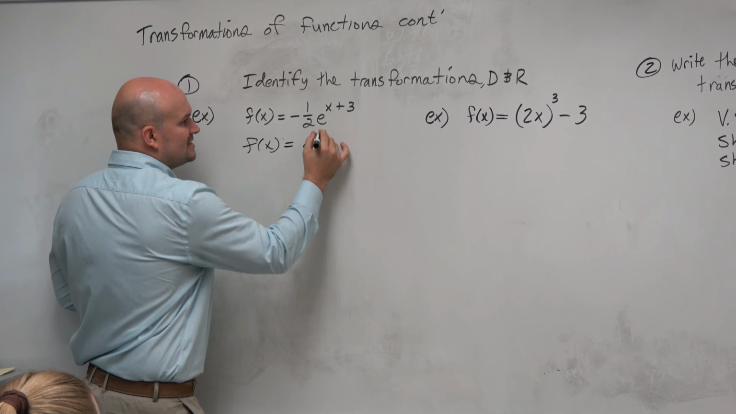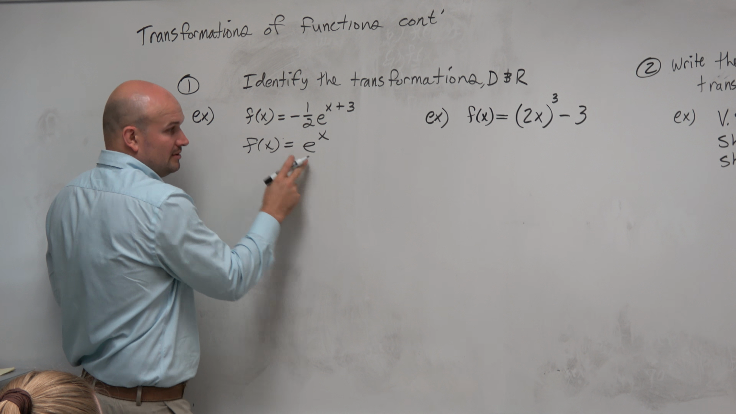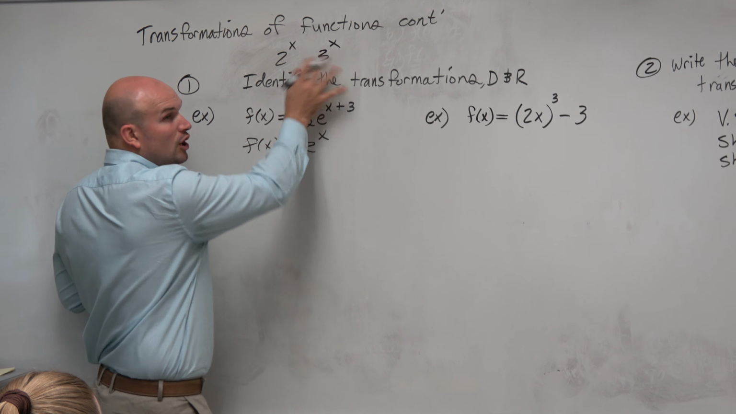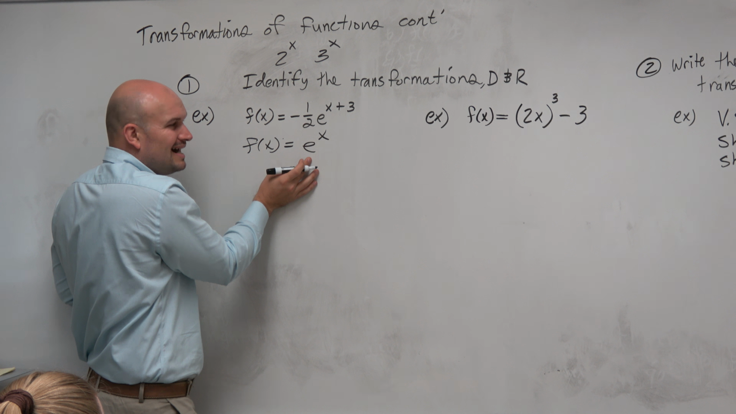Our parent function is the exponential equation. Okay? And remember, e is a number. It's not a variable. All right? That could be e, 2 to the x, 3 to the x. Those are all exponential equations. All right? So in this case, we have e, which is going to be a constant, which we'll talk about later.